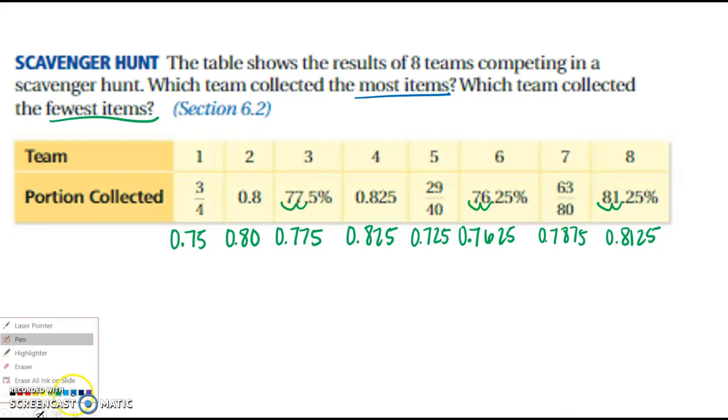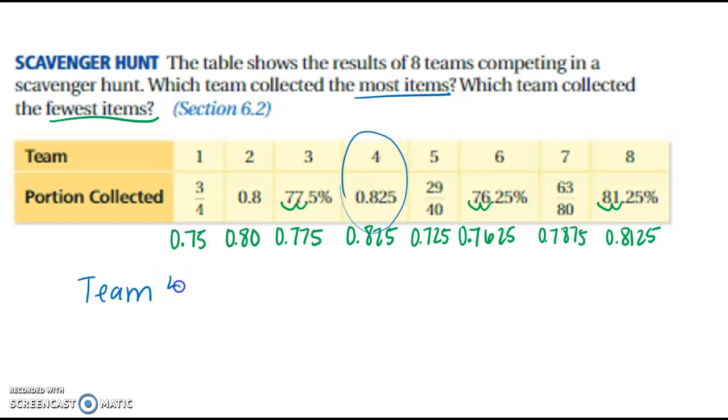So my first question is, which team collected the most items? So I'm going to look for the number that's the largest. And in my list, that's actually this one here. So team 4 collected the most.